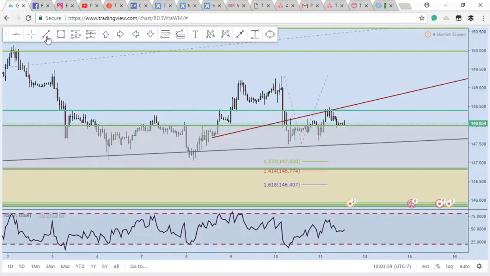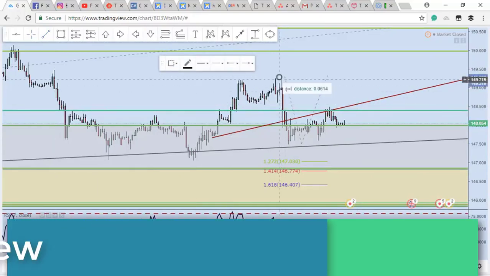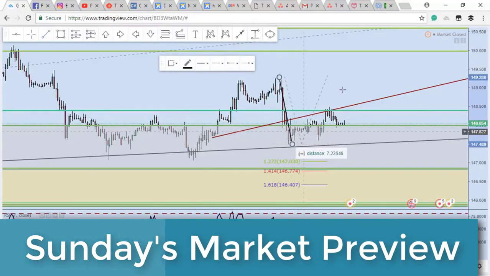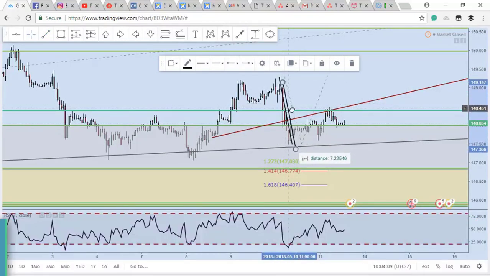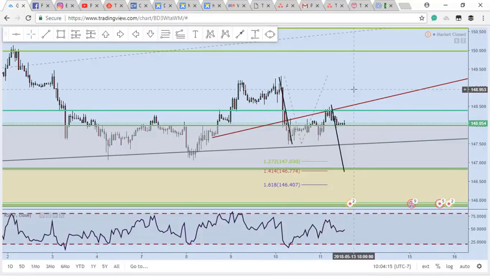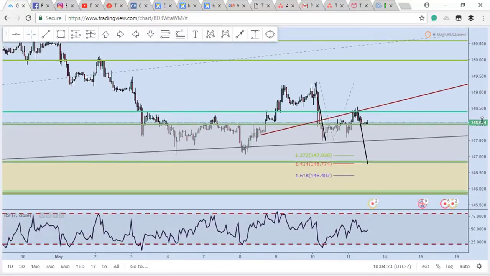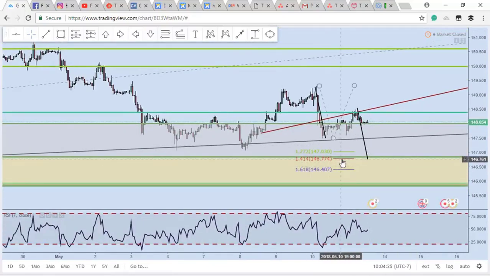This is what I call an ABCD pattern. From the A to B move, what I usually do is take this move and clone it. This will show me a key area where price action might terminate. And as you can see, let's say price action should terminate right where we have a 1.414, right at the beginning of our kill zone.